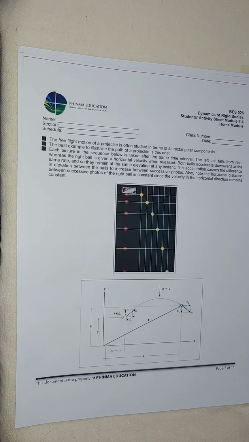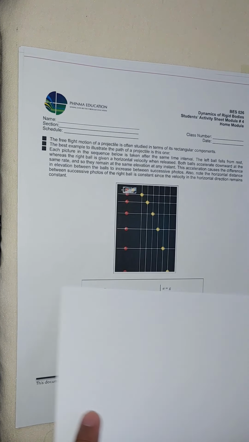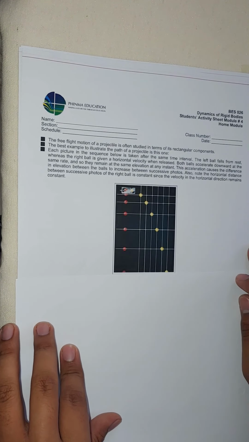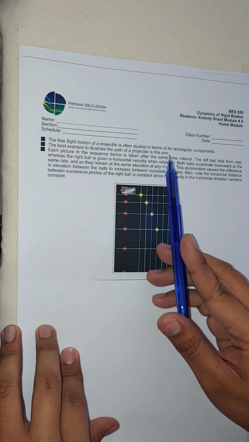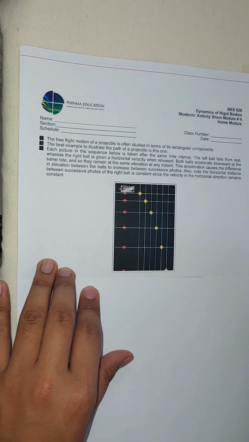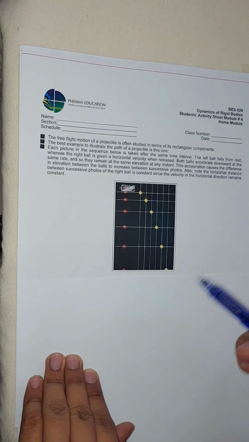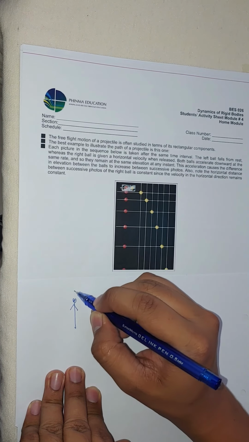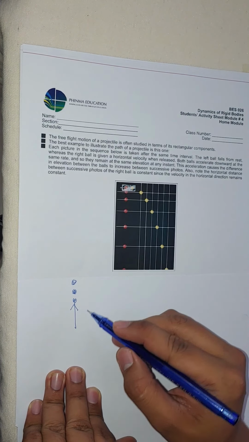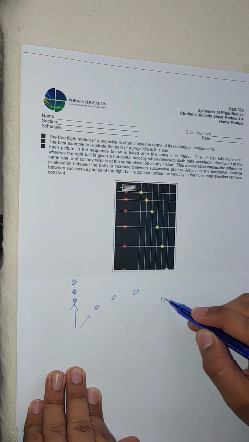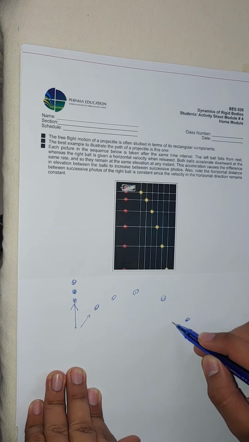Okay. So the free flight motion of a projectile is often studied in rectangular components. So the components are vertical and horizontal. The best example to illustrate the path of a projectile is this one. In this picture, a sequence is shown. So as discussed earlier, a projectile is all things thrown upward. It's either vertically, straight upwards, or inclined, which experiences motion like this until it stops or halts.